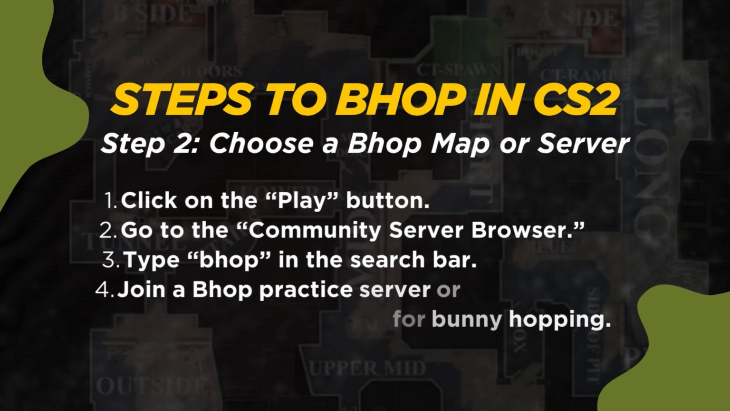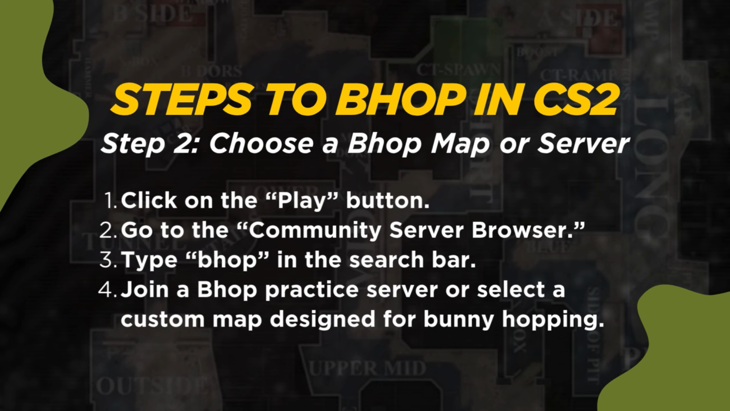You can find these maps by clicking on the play button, then going to the community server browser and typing B-Hop in the search bar. Once you're in the B-Hop server or map, the goal is to move your character forward while jumping continuously.